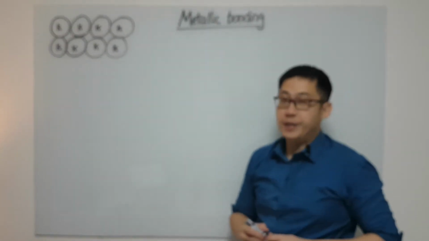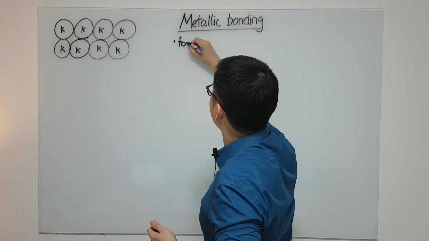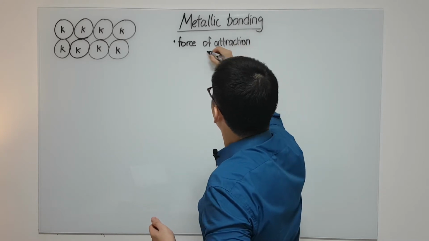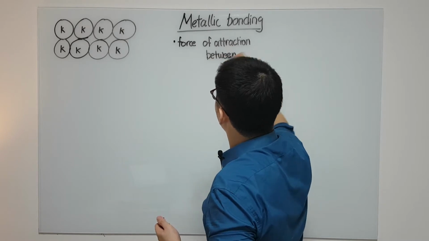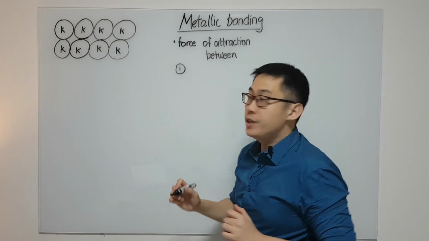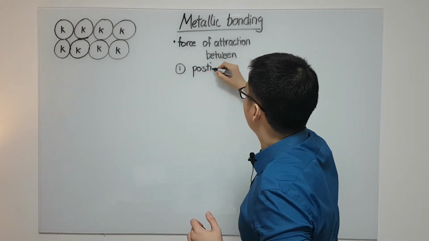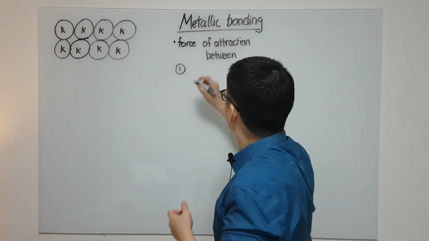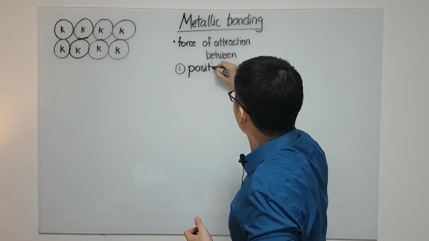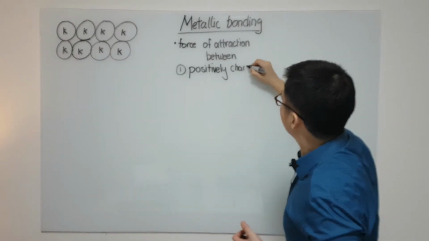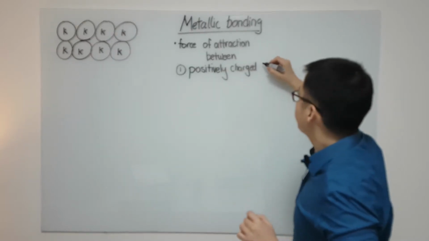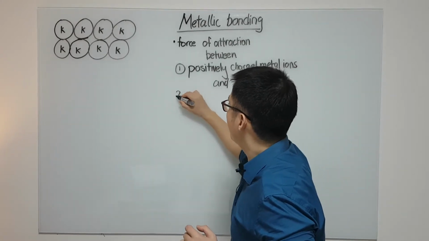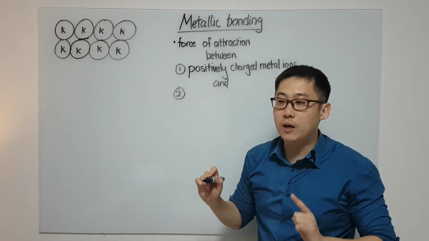The definition of metallic bonding is the force of attraction between, number one, positively charged metal ions, and number two, keyword, a sea of delocalized electrons.